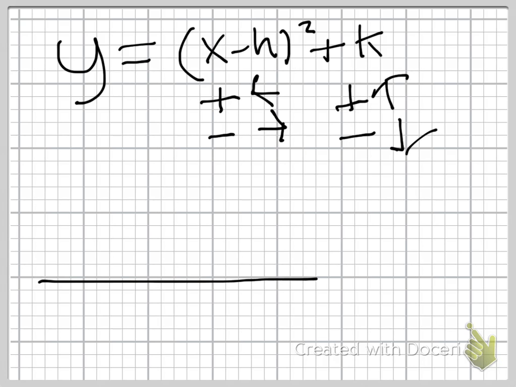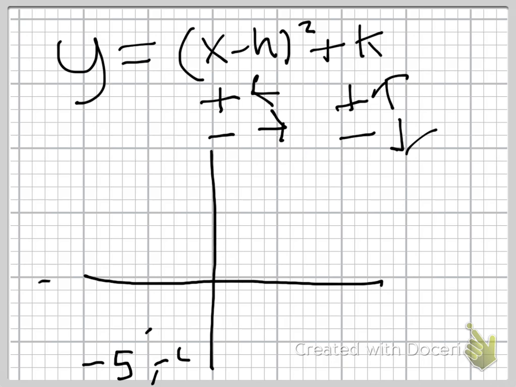And let us try this. I'm going to fix this. Better. All right. I'm going to go 1, 2, 3, 4, 5 to the left and 4 down. Put a little dot there. So that is (-5, -4), and we're going to open up like this. Give me an equation for that, please.